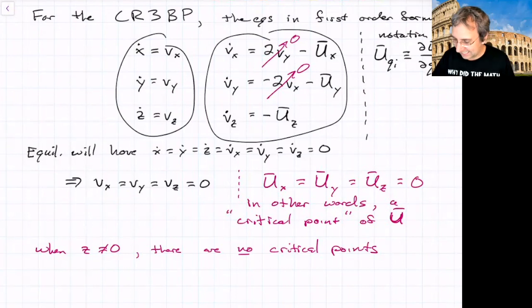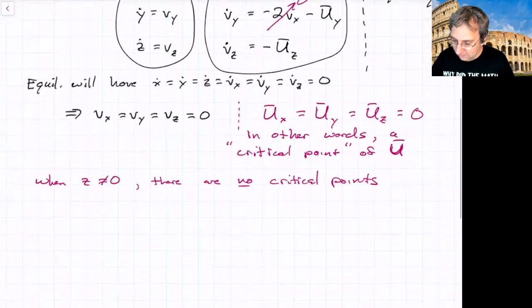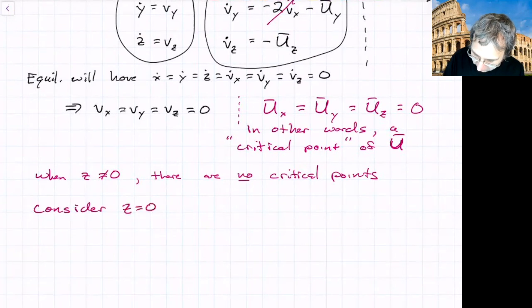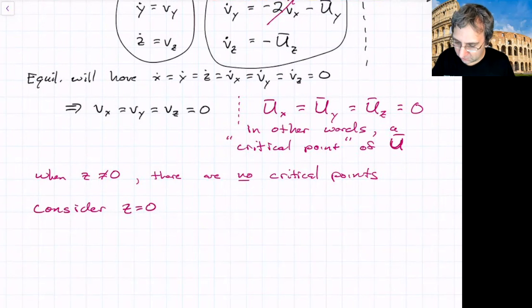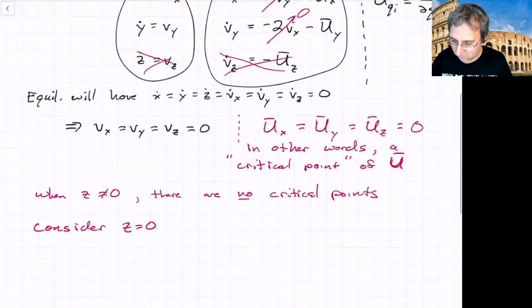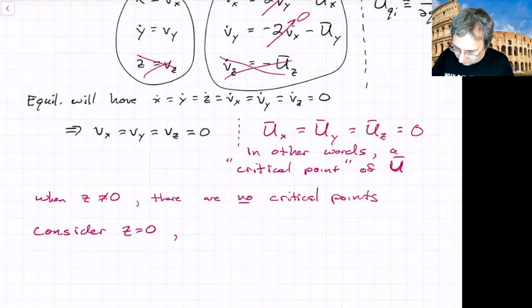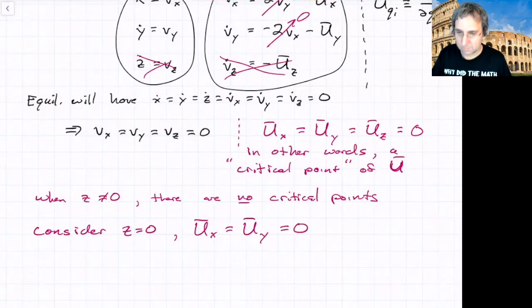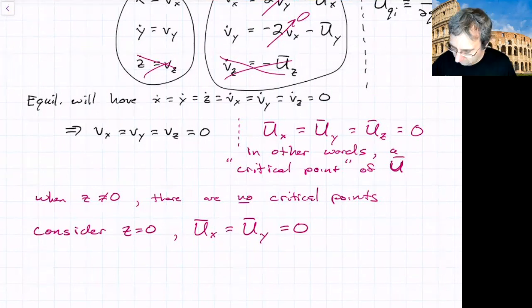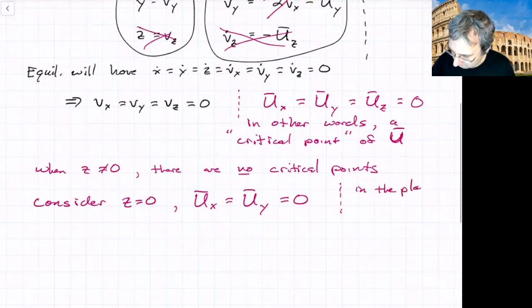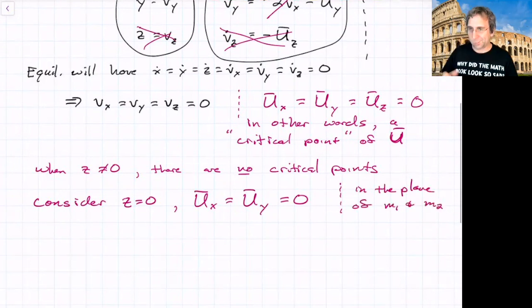So we need to look at z equals 0. If we consider z equals 0, we don't even really have to consider the z equation, so we'll just get rid of the z stuff from now on. If we look at z equals 0, that means we're just looking at a critical point in the xy plane, where those equal 0. And there are some that exist. So this is in the plane of the two bodies, M1 and M2. Remember, M1 is the bigger one, and M2 is the other one.